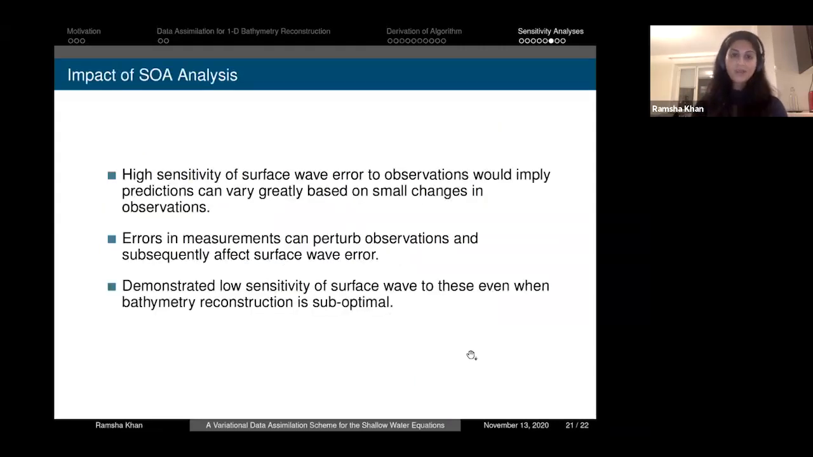So this is important because what this means is that our reconstruction is not so sensitive to small perturbations in our observations, which is good because often there is noise in the measurements that we take, and it wouldn't be very ideal to have big changes in our forecasts and our results based on small perturbations in the configuration of the observations. So to have low sensitivity is quite encouraging.